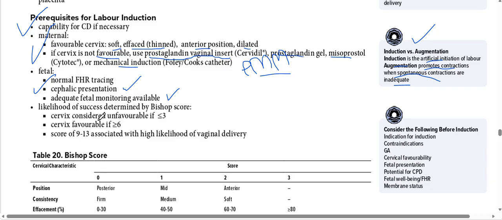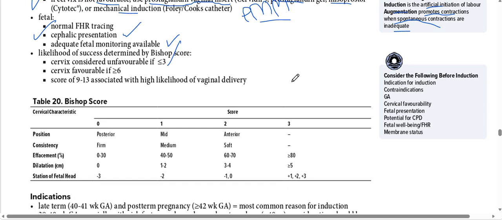Then the likelihood of success is determined by the Bishop score. If the Bishop score is less than or equal to 3, then the cervix is considered unfavorable. But if the Bishop score is greater than or equal to 6, then it's favorable. And a score of 9 to 13 means a very high likelihood of vaginal delivery.